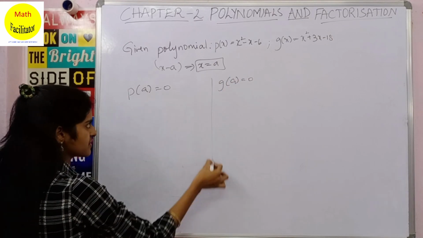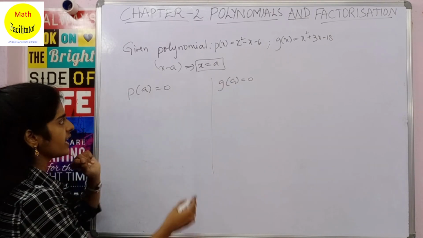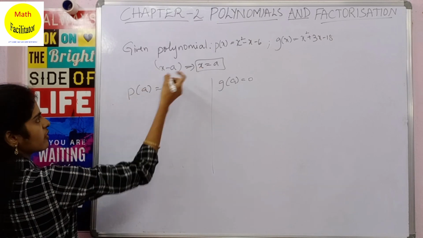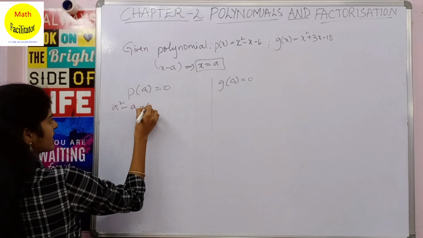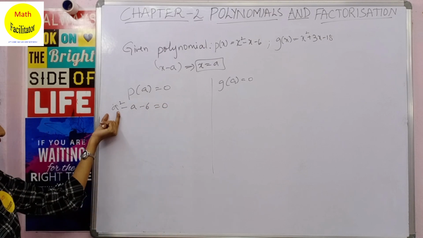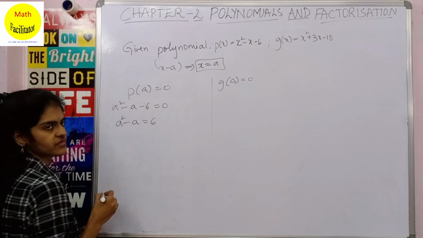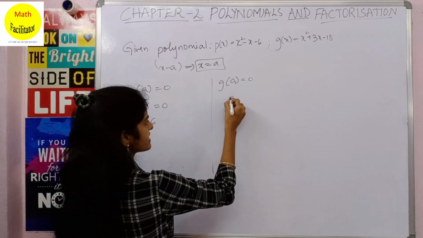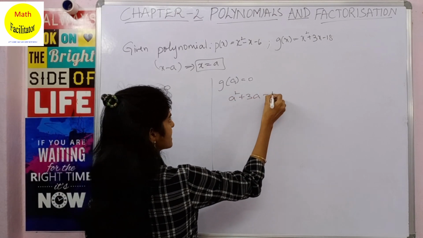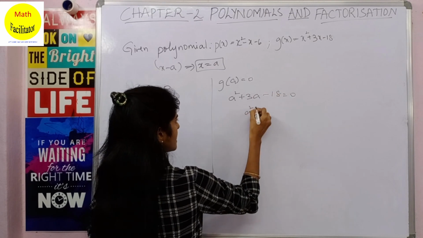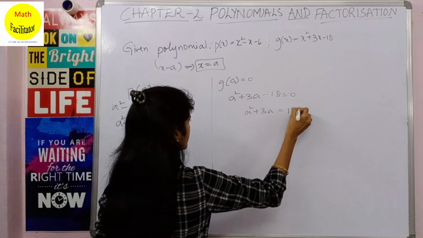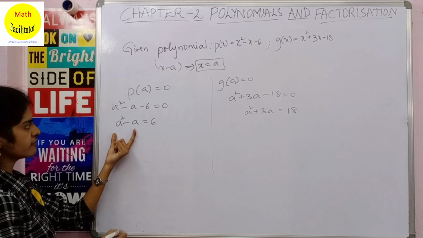Using this we have to find the value of a. So what is p of a? p of a is a square minus a minus 6 equal to 0, nothing but in the place of x you are substituting a. So a square minus a is 6. And here g of a is a square plus 3a minus 18 equal to 0, so a square plus 3a equals 18. So you have two equations now.